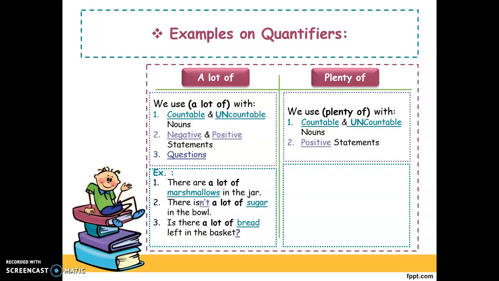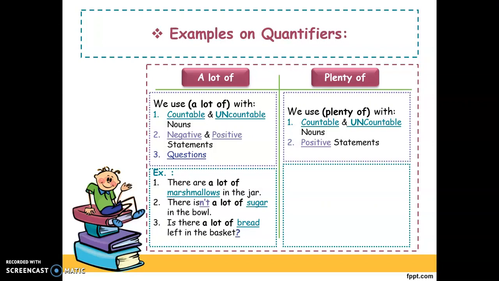Now, number 3, is there a lot of bread left in the basket? A lot of is the quantifier here, and we are using it with an uncountable noun, which is bread. We can't actually count the particles making up bread, but we can say a loaf of bread. But in this sentence, we're talking about bread in general, so bread is an uncountable noun. And it is obviously a question since there is a question mark ending the sentence. So we've used it in 3 different situations: when it is a positive statement, when it is a negative statement, and when we're using it with a question.